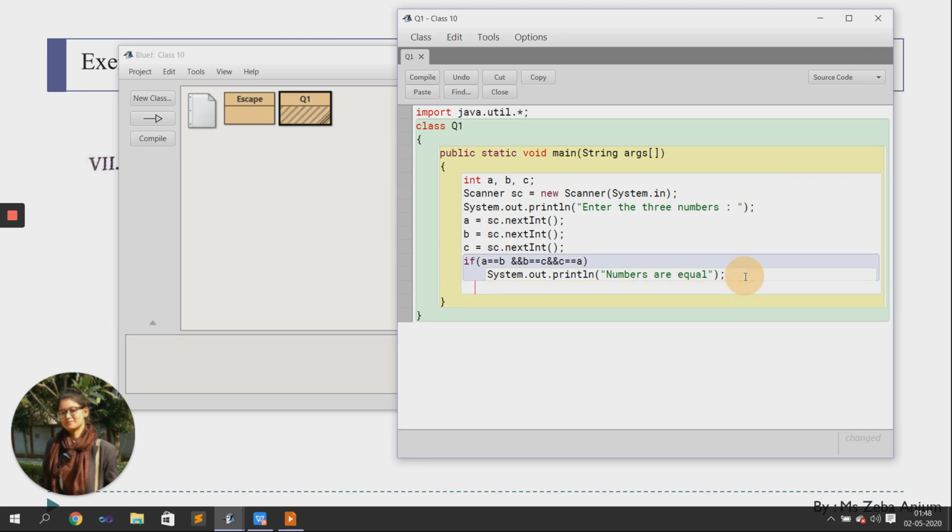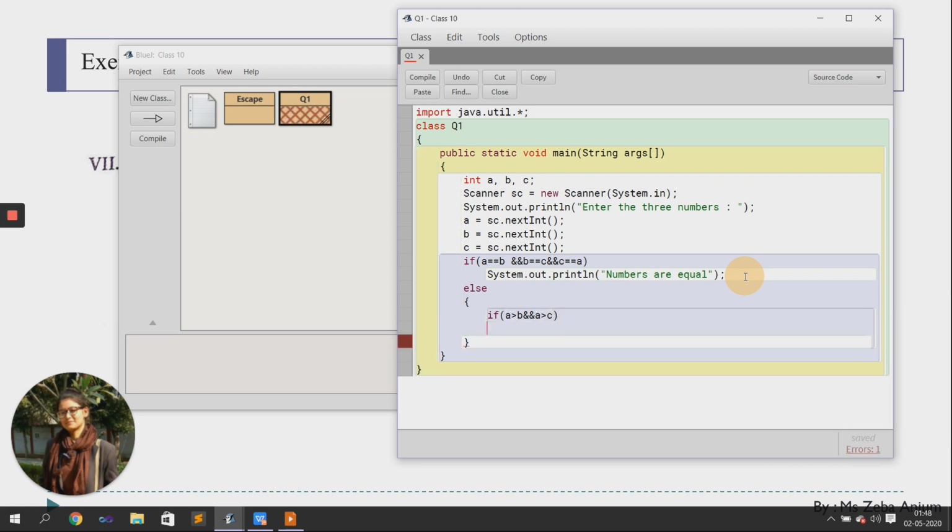So write else and then brackets. Let us use our if else if condition. If a is greater than b and a is greater than c, that is, if a is greater than both b as well as c, then System.out.println, copy it, paste it there: greatest number is a, and the value printed over here, plus a.